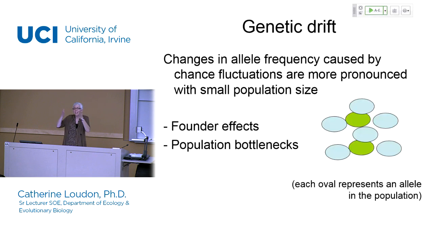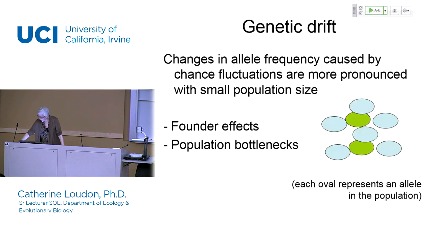So there's nothing adaptive about a particular allele that then is more represented in the population. It's just chance events, and chance events are much more likely to happen if you have a small sample or small population size, which is why this is particularly pronounced at small population sizes, and with very large population sizes it is negligible.